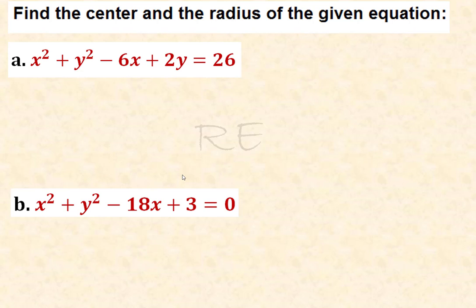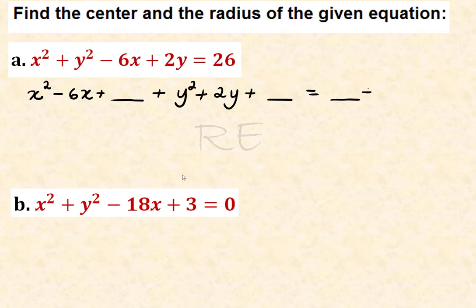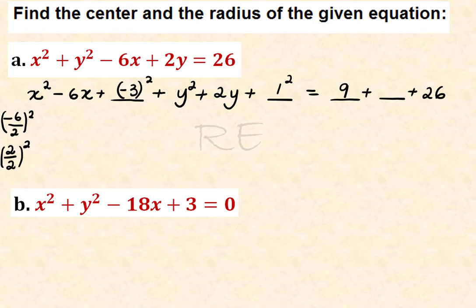To find the center and the radius of this equation, we're going to group the terms in x first. X squared minus 6x plus, leave space to complete the square. Let's group the terms in y. Y squared plus 2y plus space to complete the square. 2 spaces, and then 26. 26 is already in position. The missing piece is negative 6 over 2 squared, which is negative 3 squared. The missing piece for the second binomial, 2 over 2 squared, which is 1 squared. And 1 squared is 1.